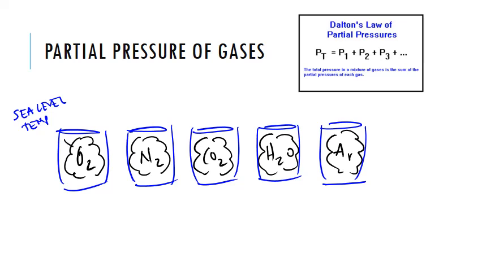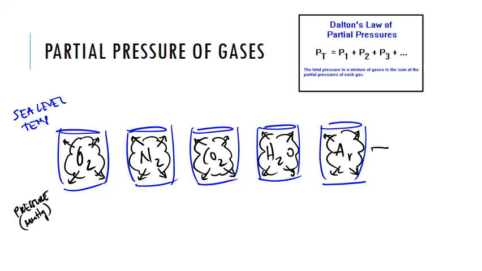And so if I put a little barometer inside each one of these glass containers holding each of these individual gases, what we would see is that each one of these gases exerts its own pressure inside of these little glass containers, and they're all individual. So this pressure is measured in millimeters of mercury.